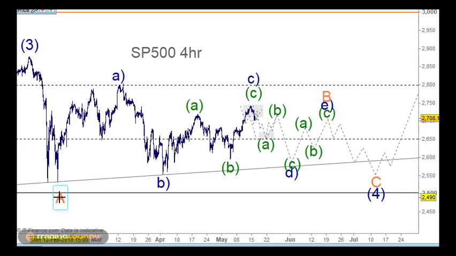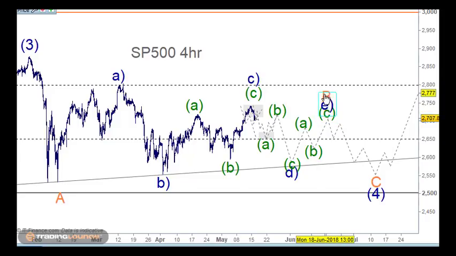So wave A here, and then the B wave is way over here. So basically we have a triangle in wave B, because triangles normally occur either in wave B or in wave 4. They're pretty much the only places they occur in. So yeah, in this case, an A wave, a B wave, a C wave, a D wave, and an E wave here for the B wave.